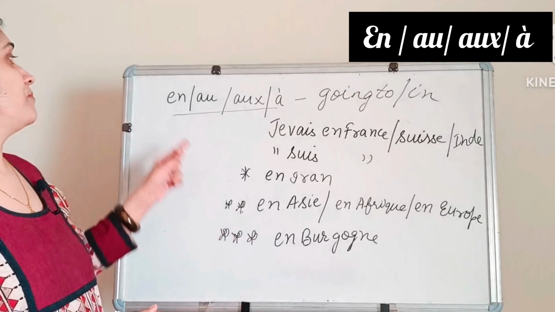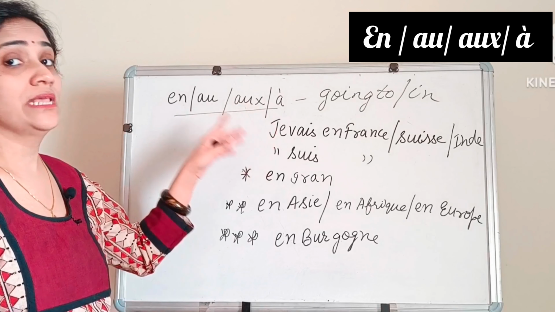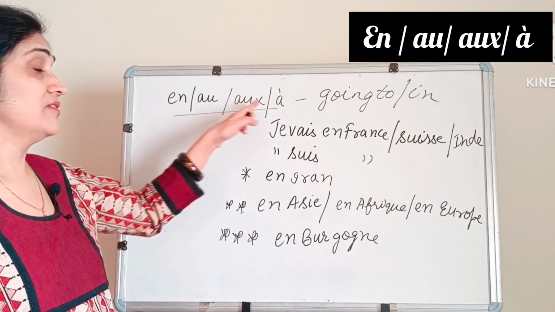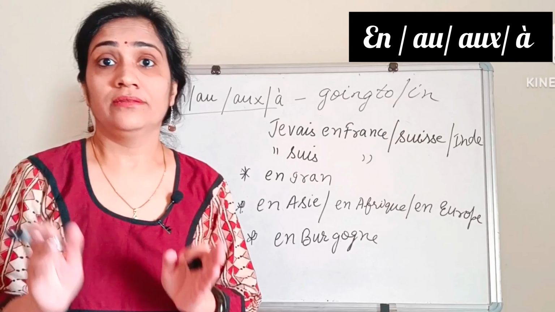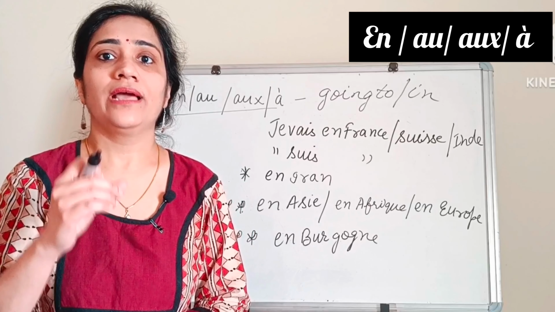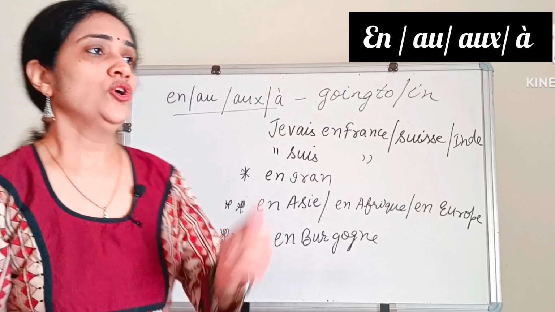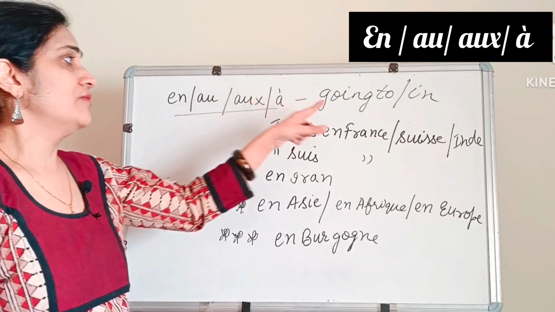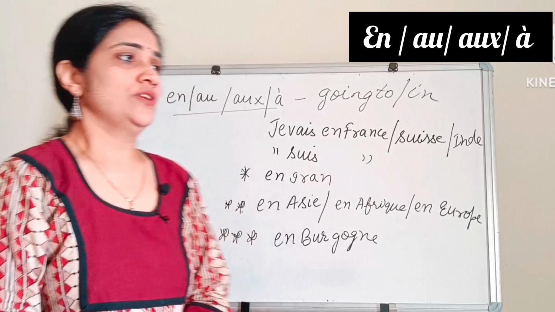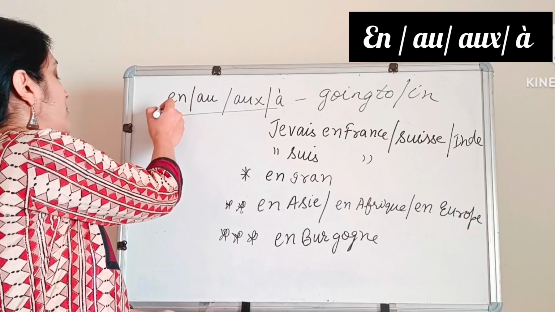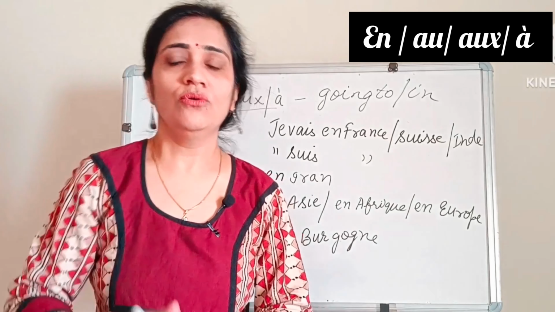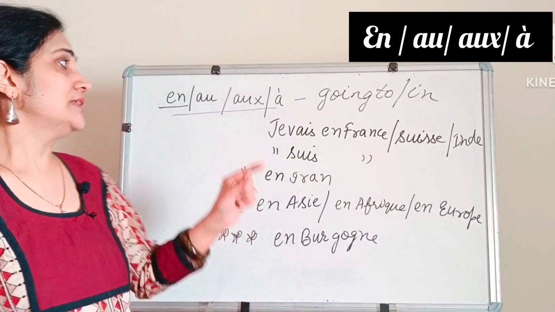But interestingly, these prepositions have to be used differently. Each preposition has its own significance and has to be used in a different manner, though these four prepositions refer to going somewhere or being in a particular place. So let's focus on this first preposition, en, referring to going to or in. How will we use it?